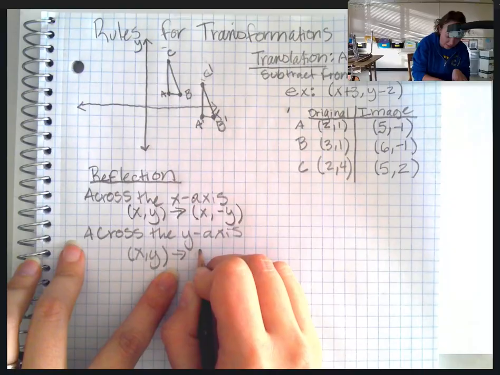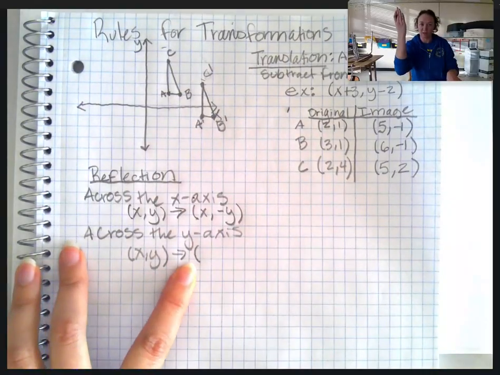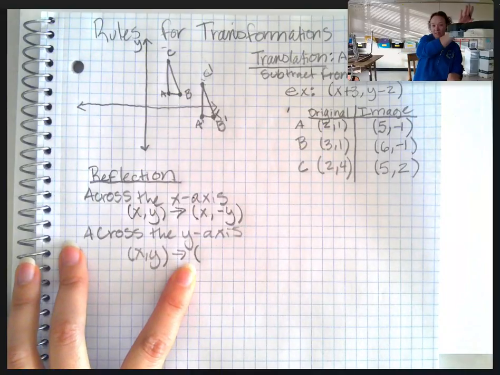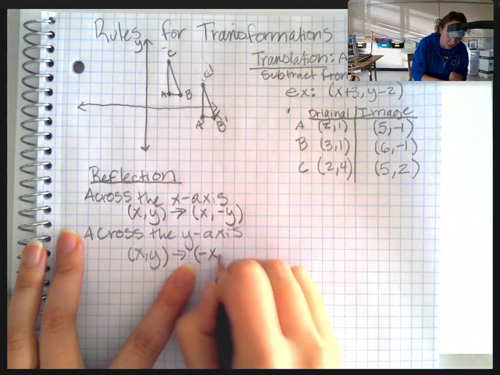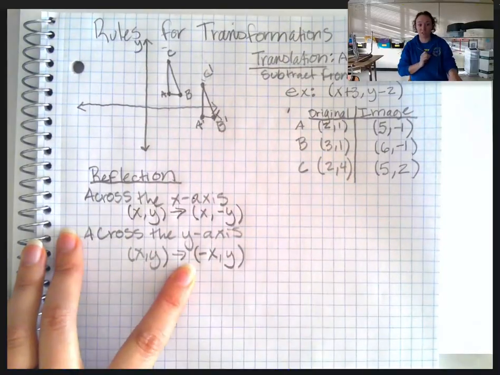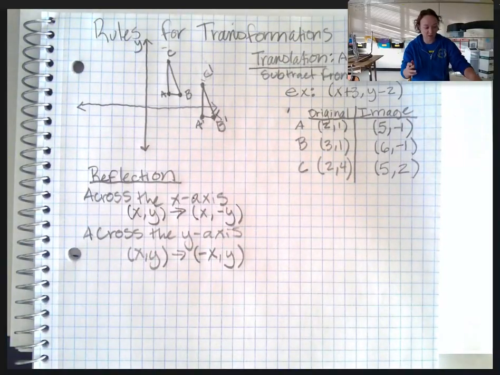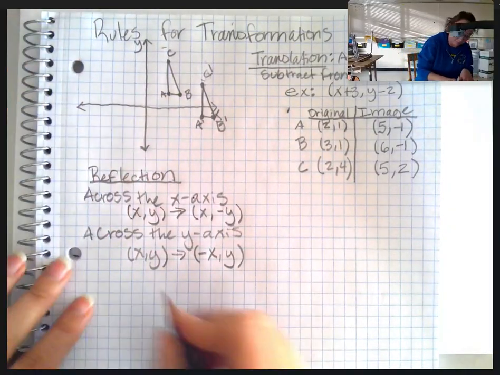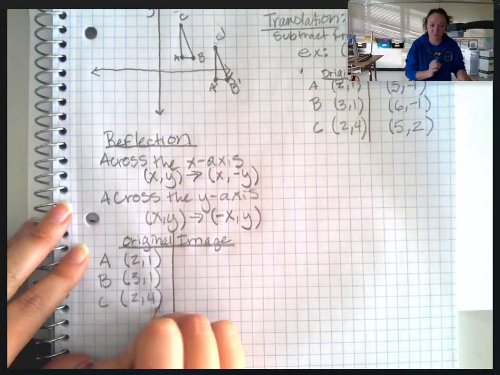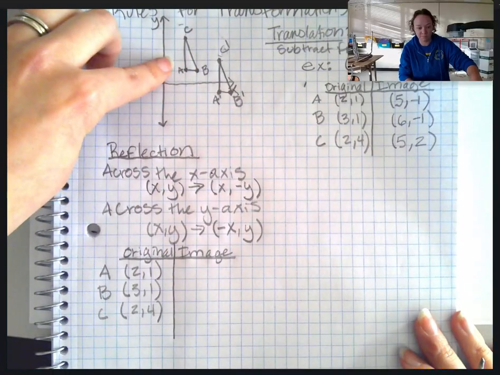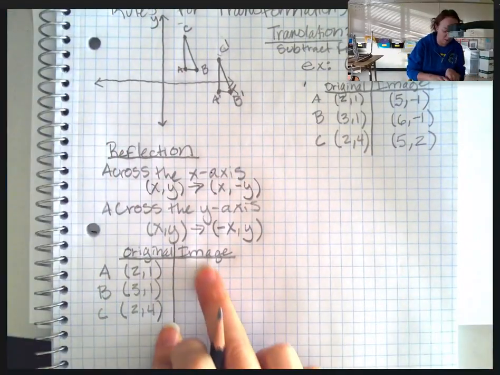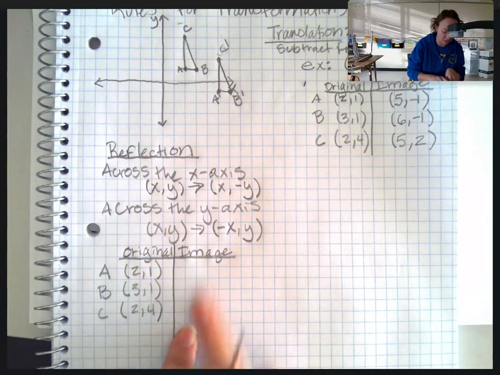So across the y-axis, right, we can picture that again. The y-coordinate stays the same and the x-coordinate becomes the negative. All right, so once again, let's do this with our friendly little triangle here. Okay, so I set up, we have those same 3 original coordinates. I'm doing this all from the original. And now I'm going to find the image.